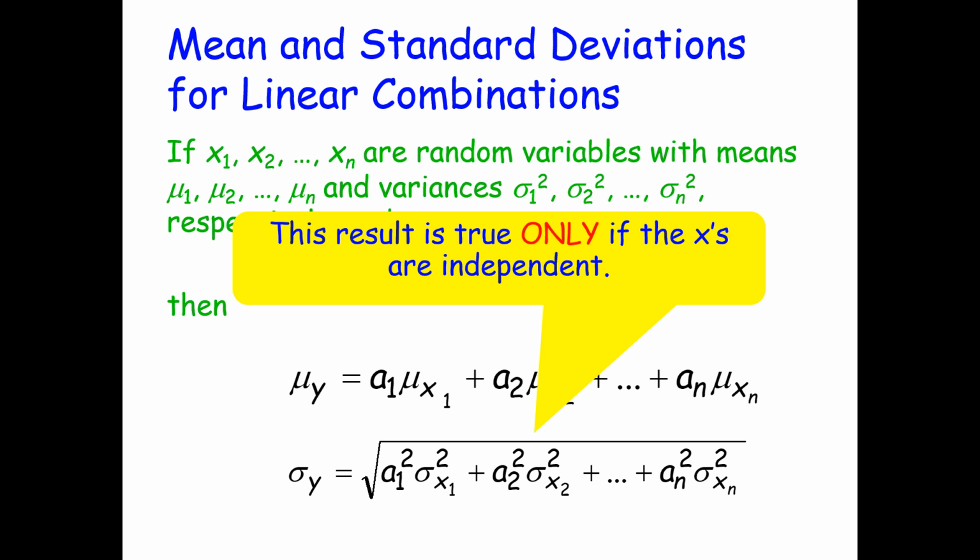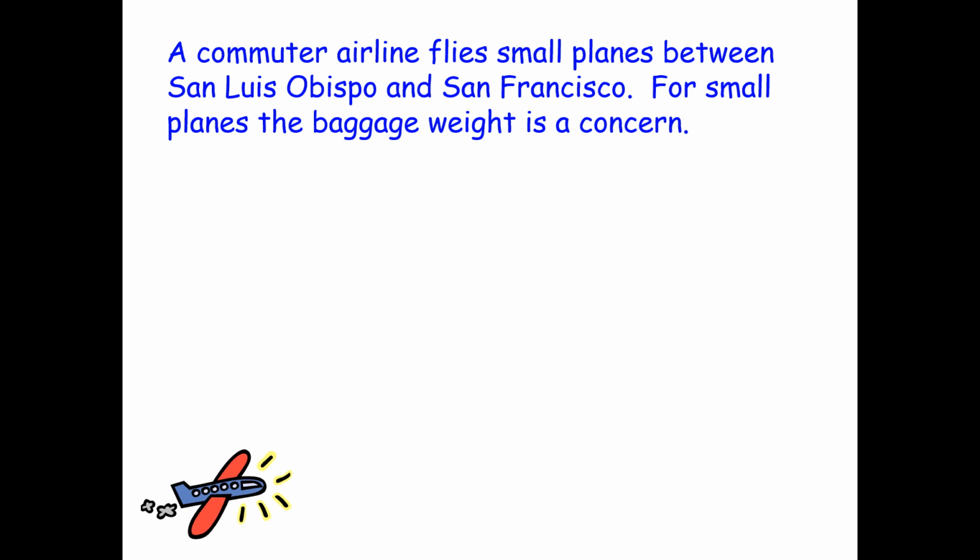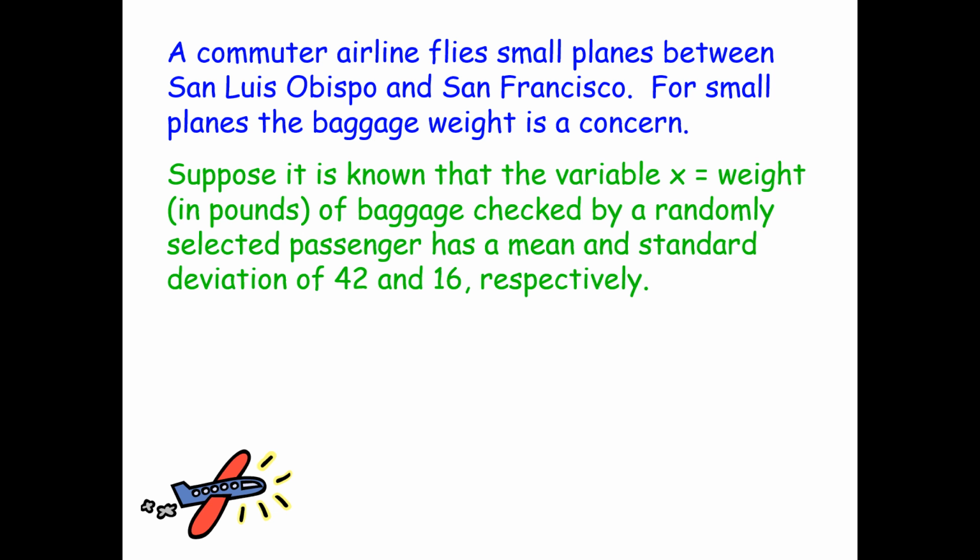Let's look at an example. A commuter airline flies small planes between San Luis Obispo and San Francisco. For small planes, the baggage weight is a concern. So suppose it is known that the variable x equals the weight in pounds of baggage checked by a randomly selected passenger, and it has a mean and standard deviation of 42 and 16, respectively.